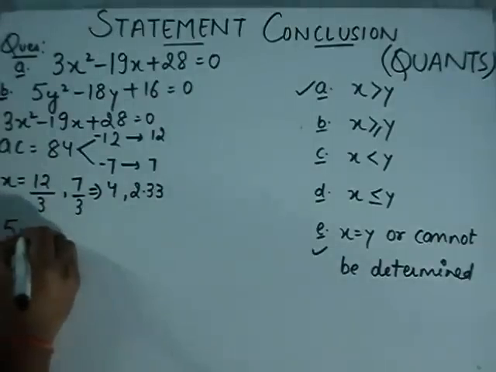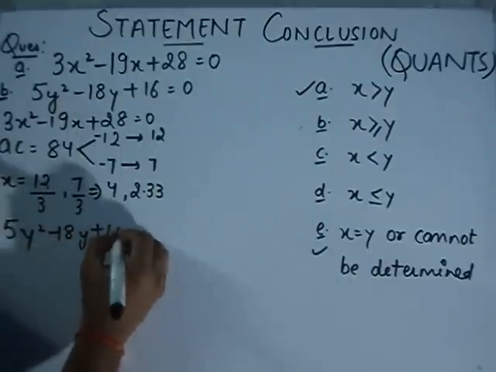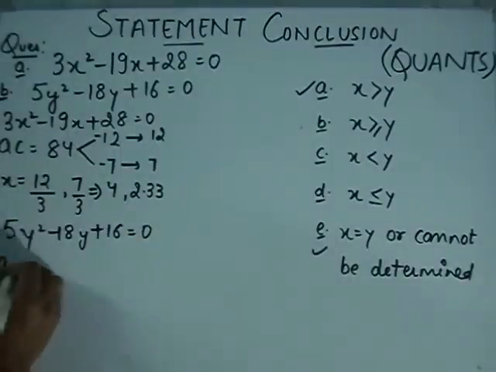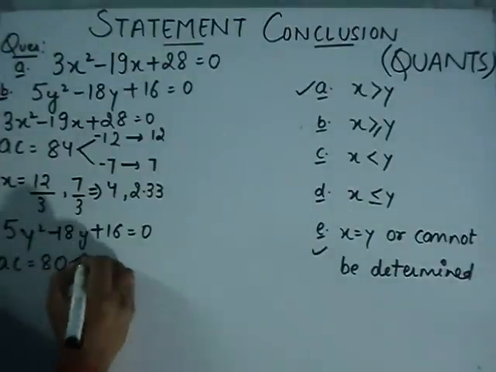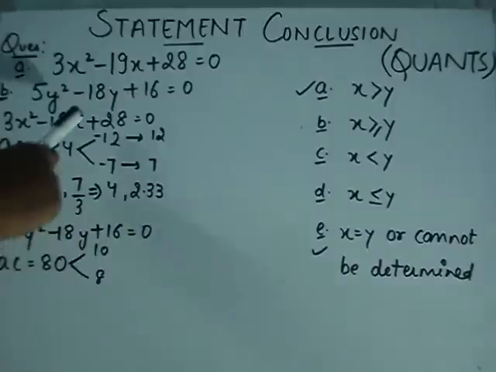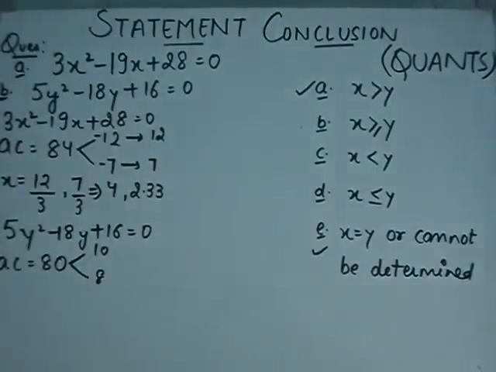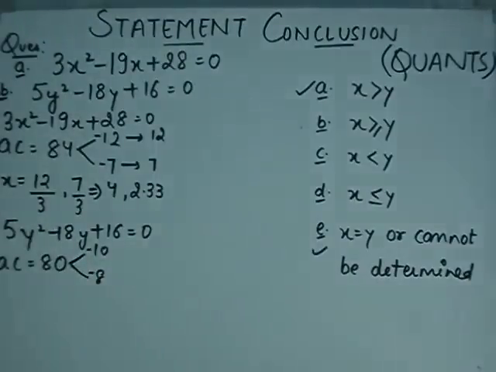So our next equation would be this. AC is equal to 16 multiplied by 5, we will get 80. After splitting, we will get 8 and 9. In this case also, one is negative and another one is positive, means both the roots are in positive form. So here we will put a negative sign.